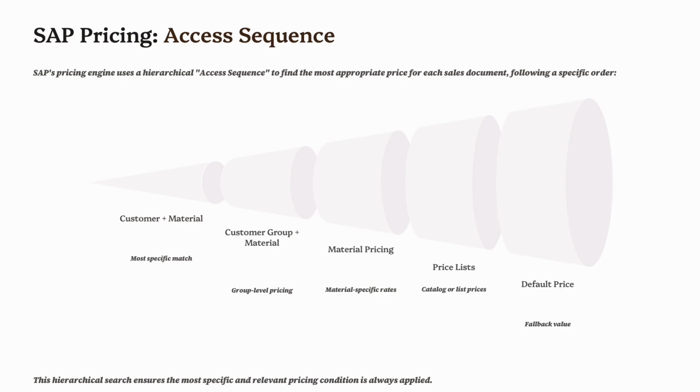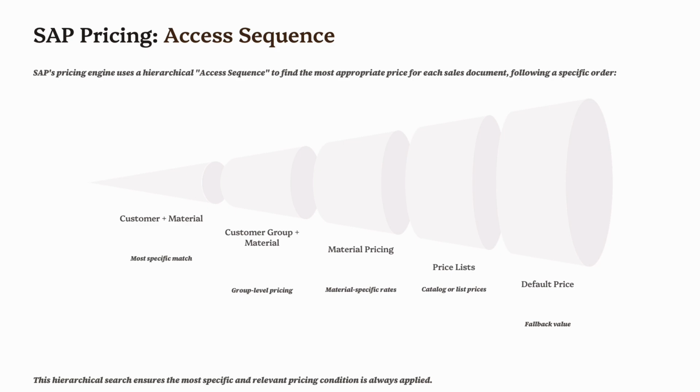Part 5. Pricing Procedure. Overview, steps, and structure. Now that you understand condition types and access sequences, let's bring it all together with the pricing procedure. The structure that controls how SAP calculates the final price. A pricing procedure is like a recipe. It defines which condition types are used in what order and how each one contributes to the final total.